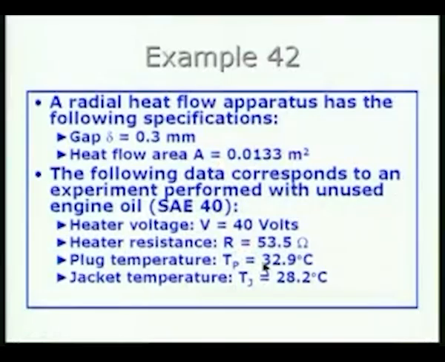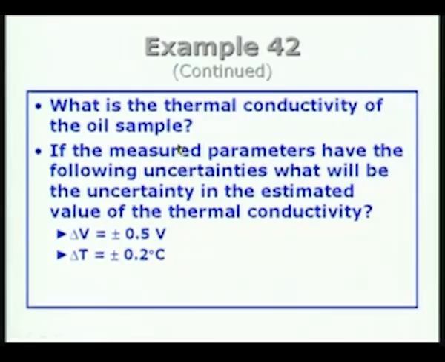The plug temperature is measured and the jacket temperature is also measured, and the two measurements are given: 32.9 for the plug temperature and 28.2 for the jacket temperature. So, you see that the difference in temperature between these two is the driving potential for the heat transfer. So, we are asked to find out the thermal conductivity of this oil sample, and also we would like to find out what the errors in the measurement are. We are interested in finding out the error bar on the thermal conductivity, given that the following uncertainties in the values which are measured are given.